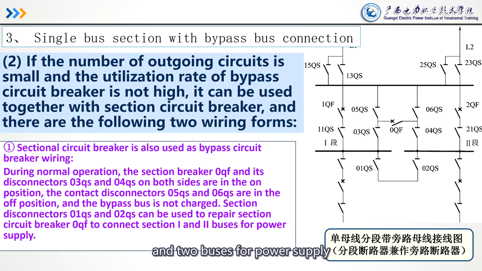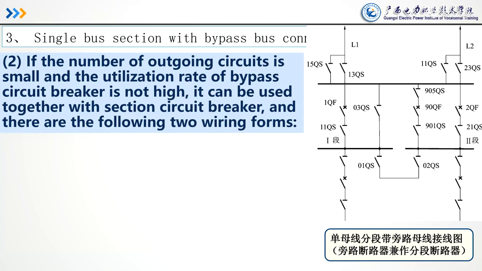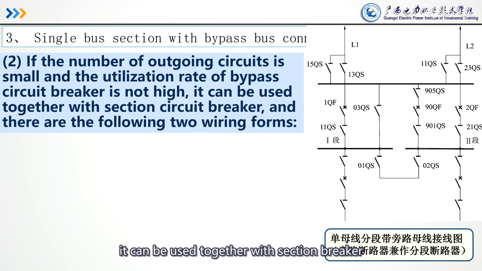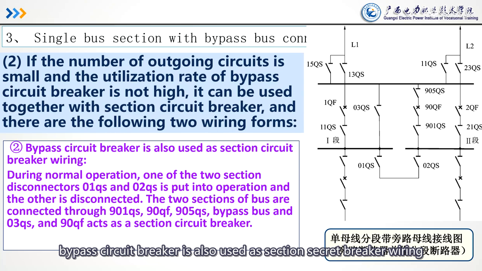Section disconnectors 01QS and 02QS can be used to repair section circuit breaker 0QF to connect section 1 and 2 buses for power supply. If the number of outgoing circuits is small and the utilization rate of bypass circuit breaker is not high, it can be used together with section circuit breaker, and there are the following two wiring forms. Bypass circuit breaker is also used as section circuit breaker wiring.